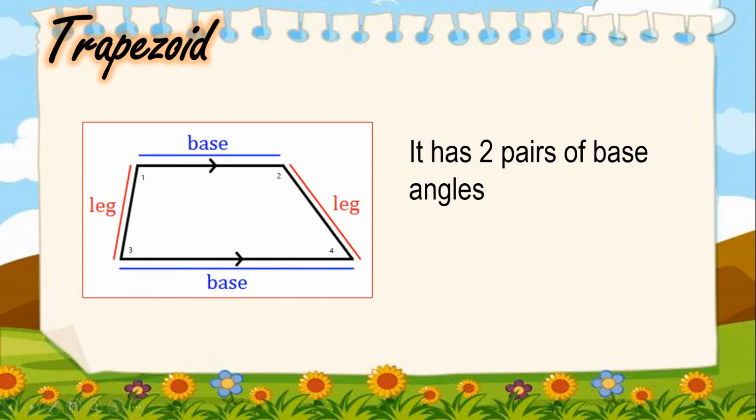A trapezoid has two pairs of base angles. In the given figure, the first pair of base angles are angle 1 and angle 2. The second pair of base angles are angle 3 and angle 4.